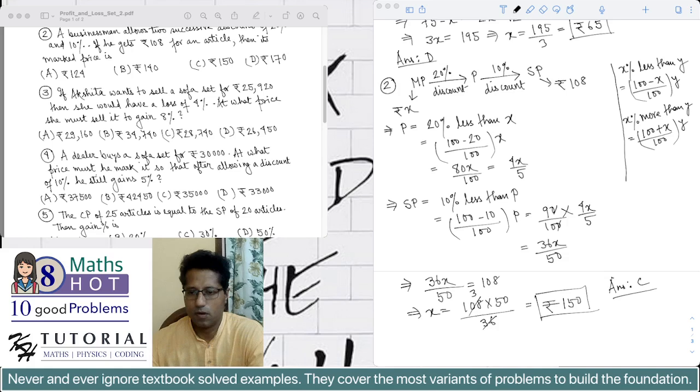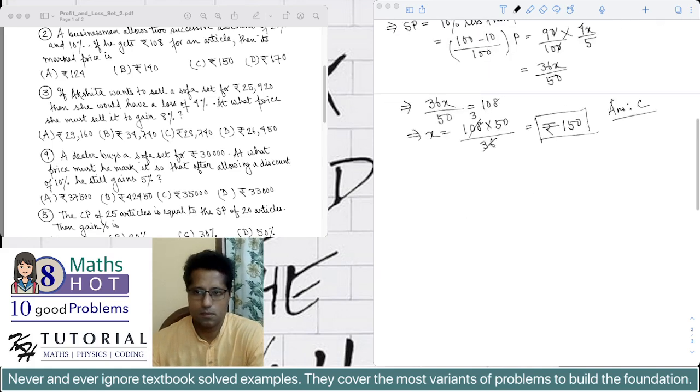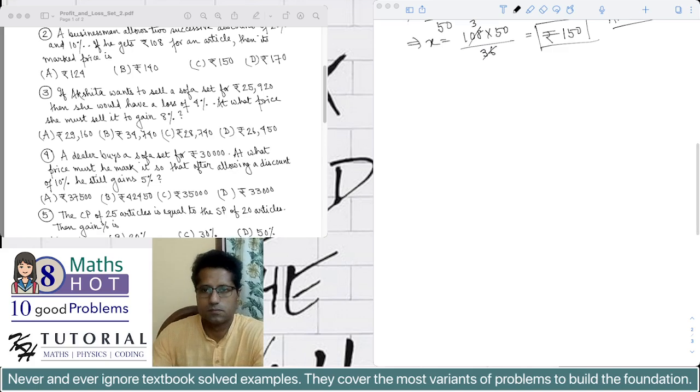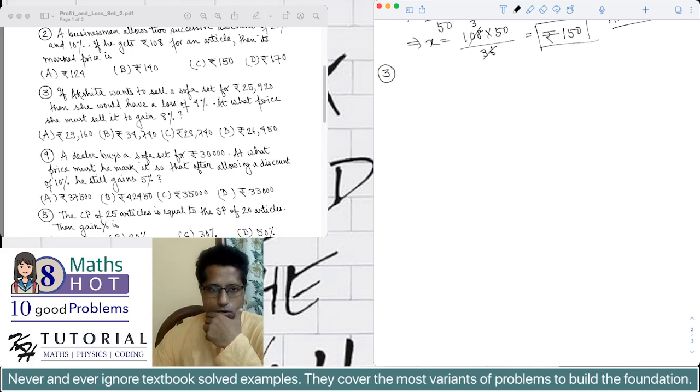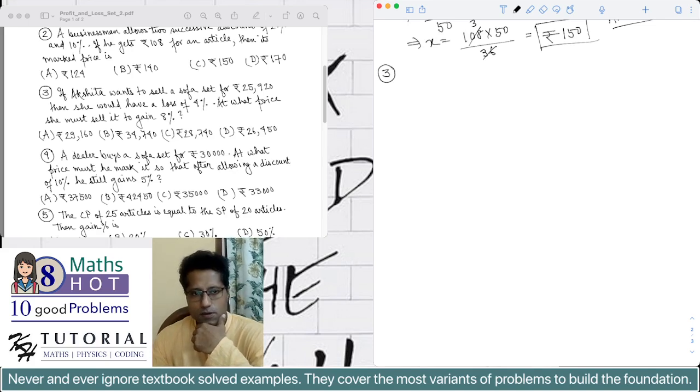Okay, let's do problem number 3. If Akshita wants to sell a sofa set for rupees 25,920, then she would have a loss of 4%. Okay, so it is given that if the selling price is 25,920, there is a loss of 4%. From this we can easily find the cost price. At what price must she sell it to gain 8%?